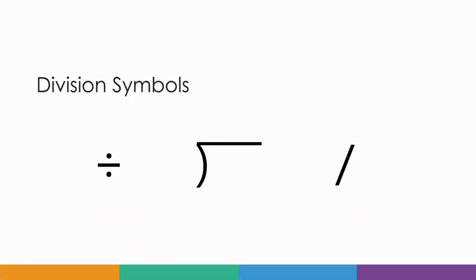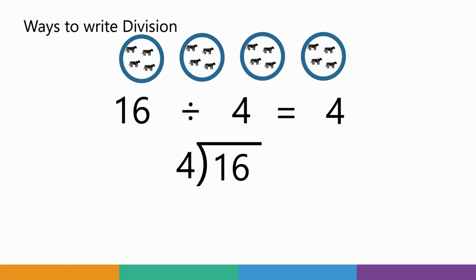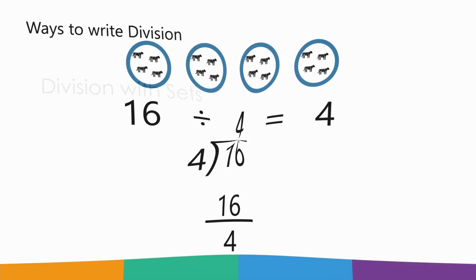These are examples of division symbols. Each symbol here means to divide. Ways to write division. 16 divided by 4 equals 4. See, there's 16 tigers and there's 4 sets of them. 4 sets of 4. It can be written like this or this. The bottom, 16 divided by 4 on the bottom, is called a fraction.